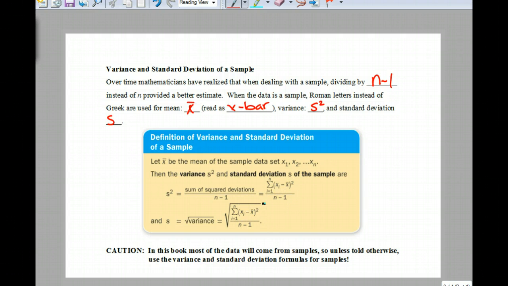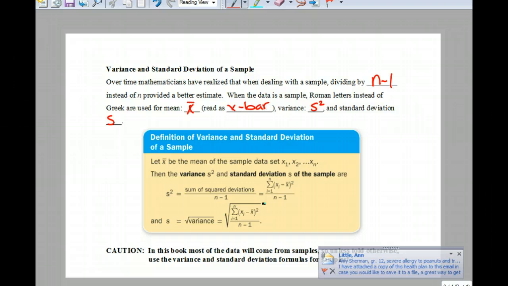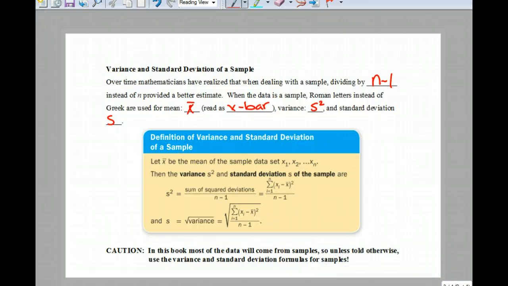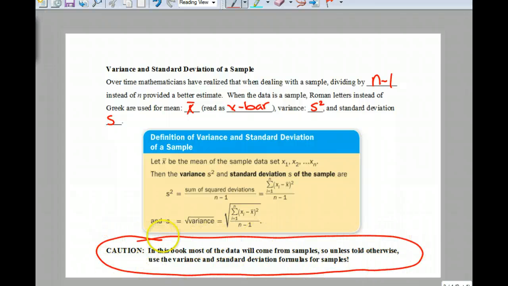So the s is only used when we use a sample? Yep. And if we're doing population, we're using sigma? Yep. So s is only used for sample, sigma is used for population. All right? Like I said, a word of caution: most of the book is doing a sample, unless it tells you otherwise.